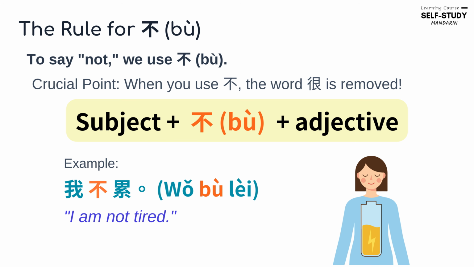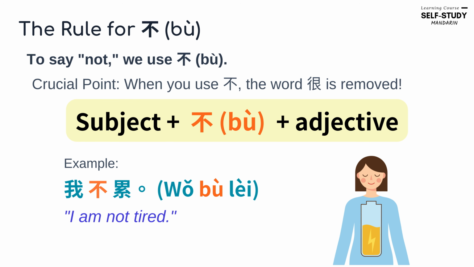To say not in Mandarin, we use the word 不. The structure is very similar, subject plus 不 plus adjective. But pay attention, because here is the crucial point. When you use 不, the word 很 is removed. You cannot use them together in this basic structure. Let's look at an example.